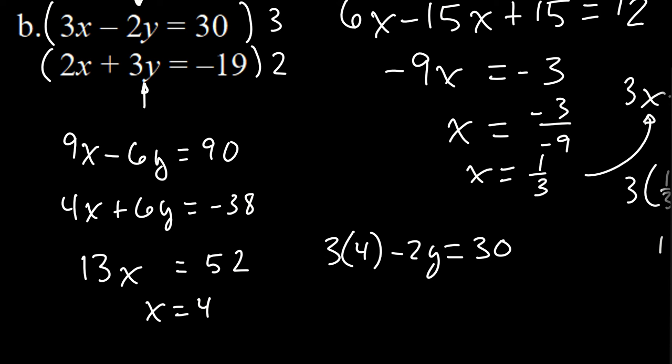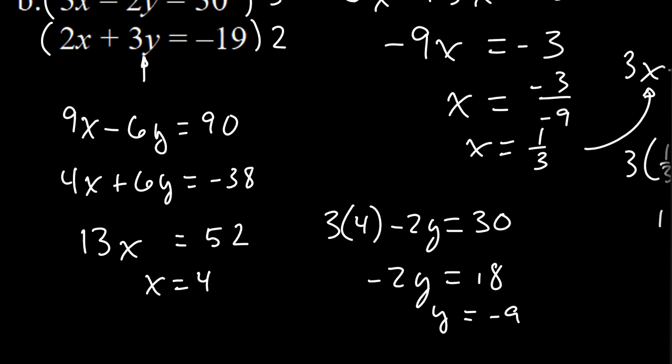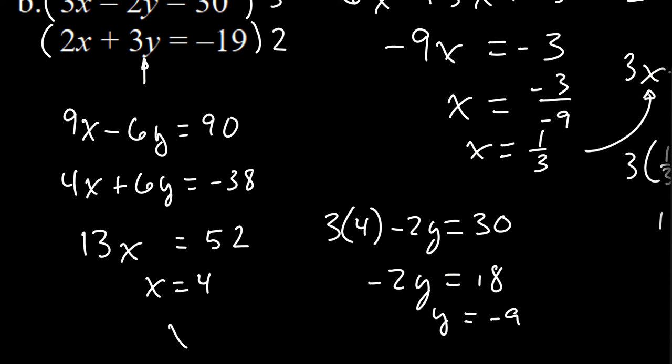So you can see I'm using the original one, not the one that I multiplied by 3. So 3 times x minus 2y is 30. That's 12. So negative 2y equals 30 minus 12, which is 18. And then 18 divided by negative 2 would be negative 9. So I believe my solution to B, as an ordered pair, is 4 comma negative 9.